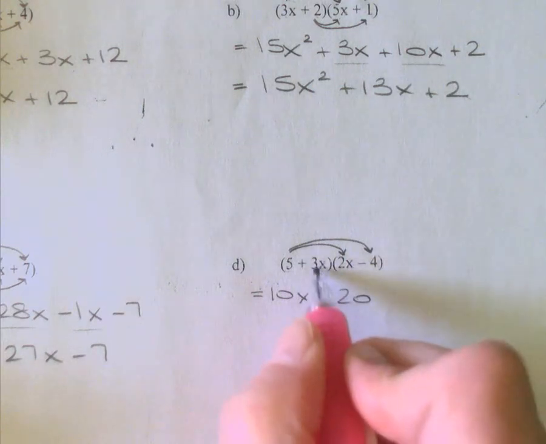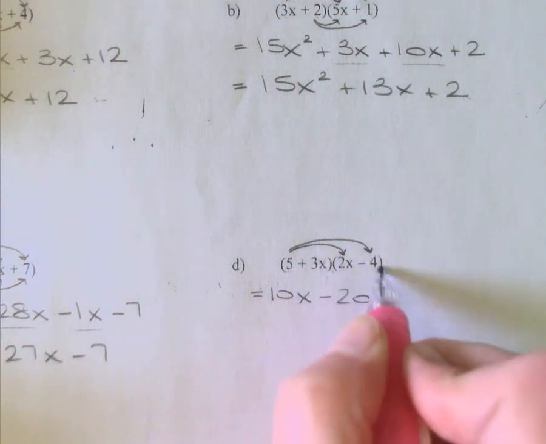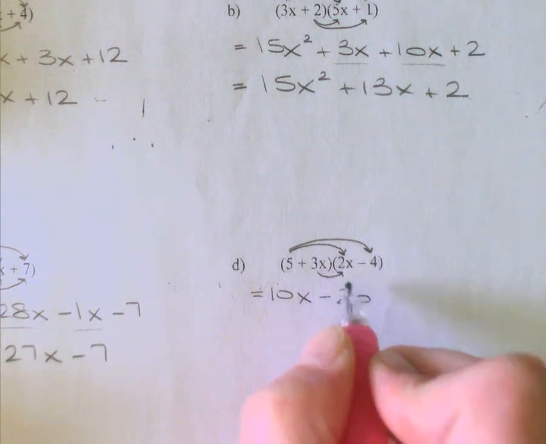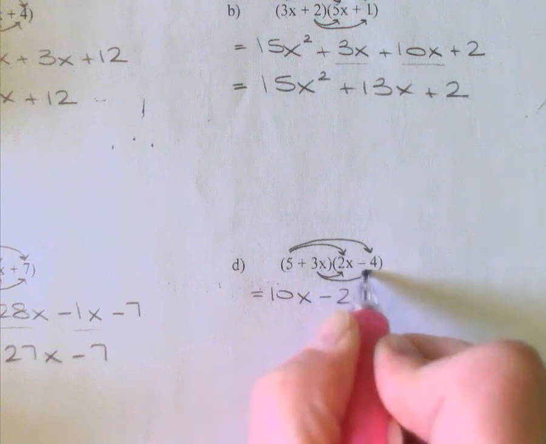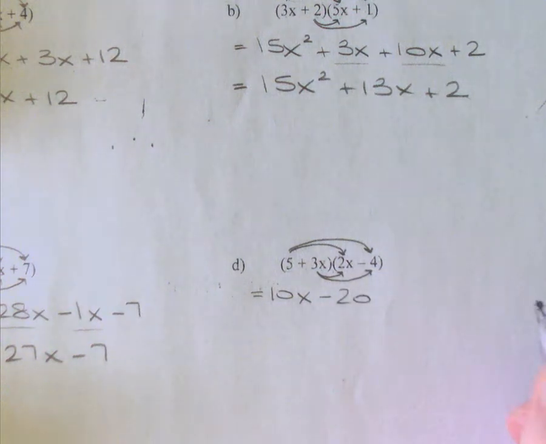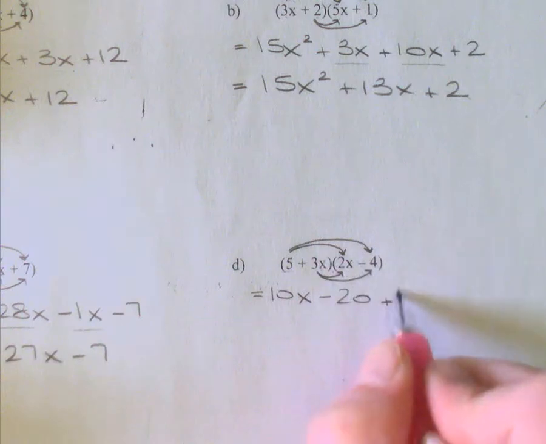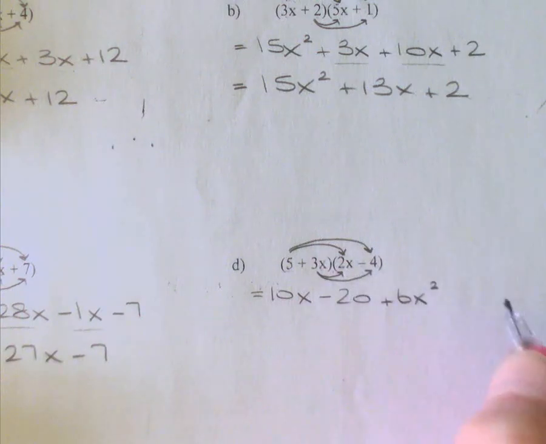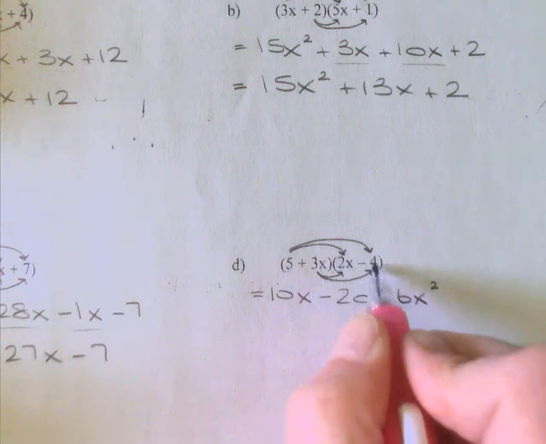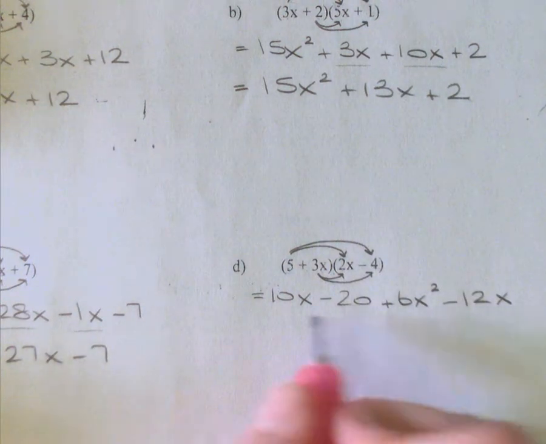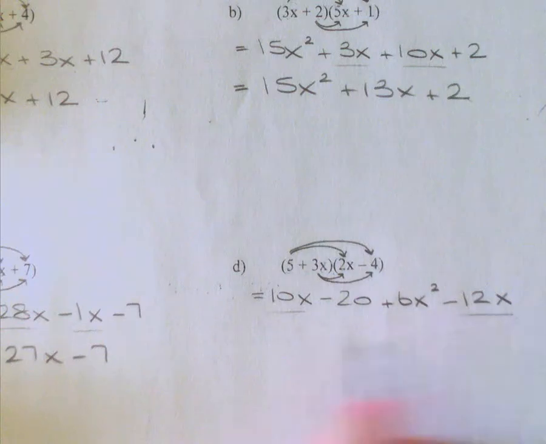Now I need to go to the second term, and it needs to multiply by everything in this bracket. So I'm going to do 3x times 2x and 3x times minus 4. So 3x times 2x is 6x, and then we square it. And 3x times minus 4 is minus 12x. So I can add the like terms.